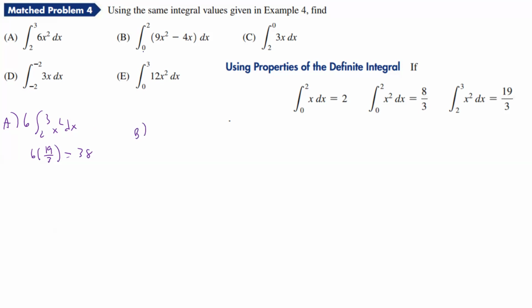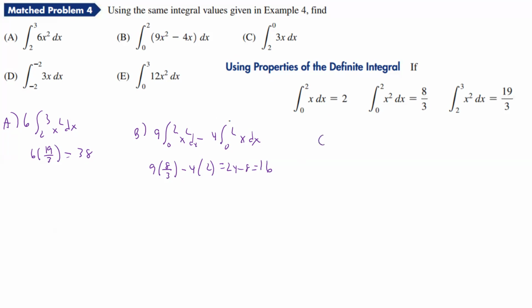Okay. What about B? All right. So we're going from 0 to 2 of 9x squared. Okay. So let's split that into 9, 0 to 2 x squared minus, now let's pull out that 4, and we're going to go from 0 to 2 of x dx, forgot our dx, and our dx. So 0 to 2 x squared, that's this one. So we're going to have 9 times 8/3, then minus 4 times, looks like 2. So 3 goes into that, and okay, that's going to be 3 times 8 is 24, minus 8, so that's going to give us 16 for this one.